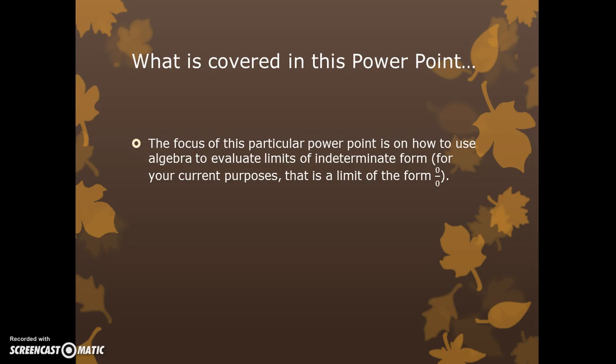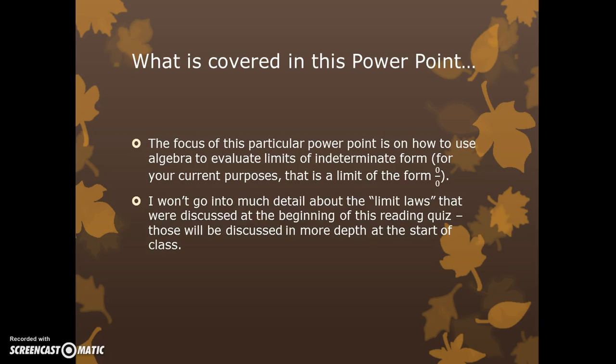I won't go through every example that's in the reading. And for your current purposes, the limits that we're going to look at of indeterminate form are limits of the form 0 over 0. I won't go into much detail about the limit laws that were discussed at the beginning of this reading quiz. We'll talk about those a little bit more at the start of class.